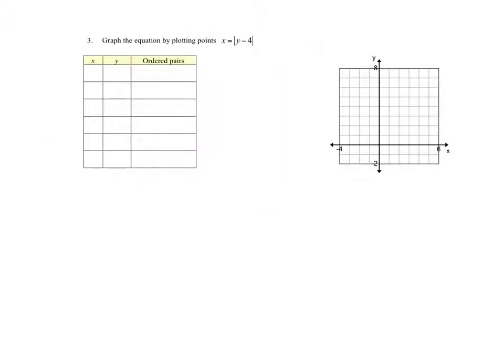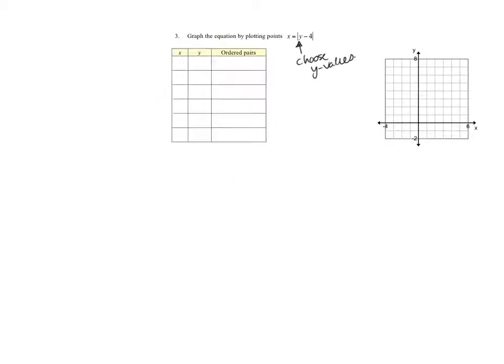Now this one, we've got the absolute value, but notice I have x equals the absolute value of y minus 4. So I'm going to choose some y values, and then I'll actually go through and calculate my x values. So here we go. The y values that I want for this one, I'm going to do 2, 3, 4, 5, 6, and 7. And now I get to go through and calculate my x.